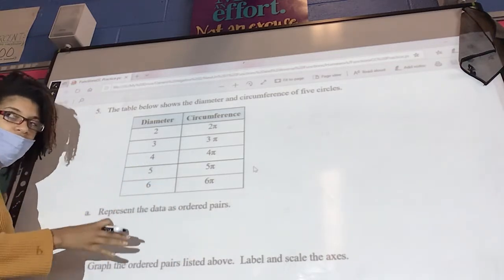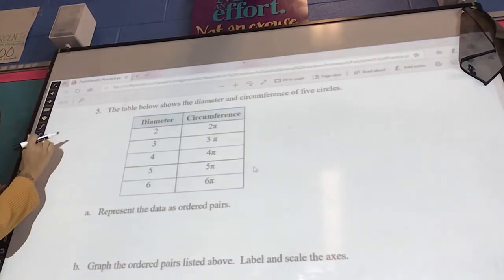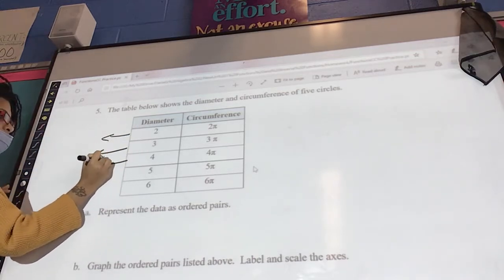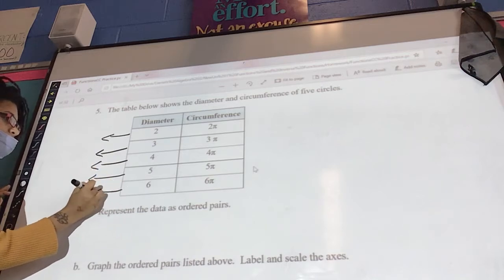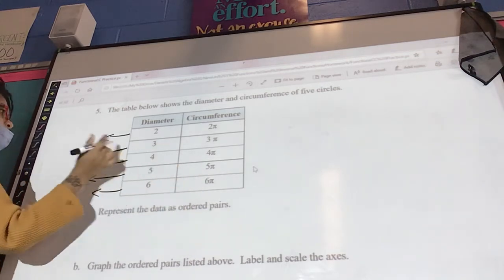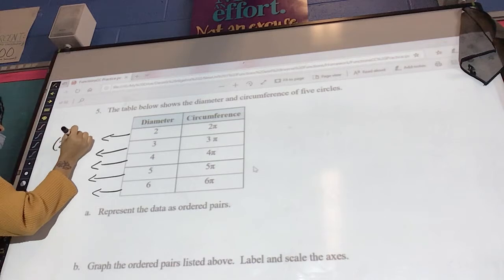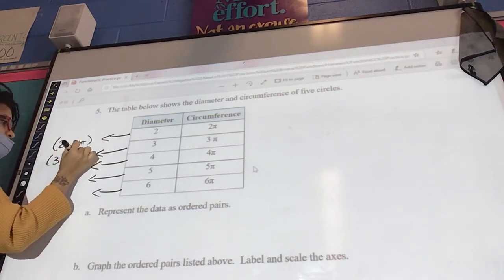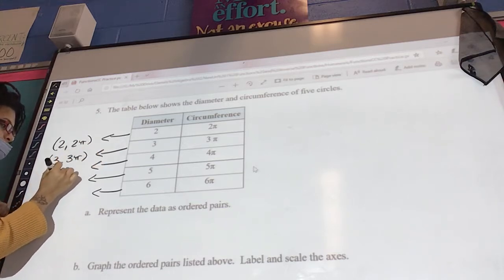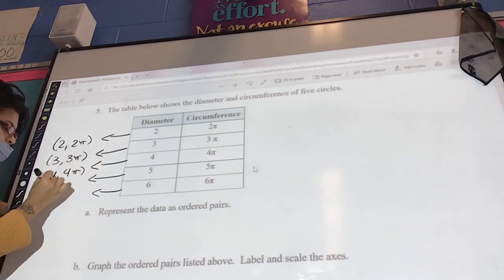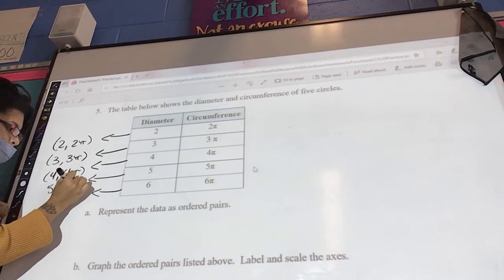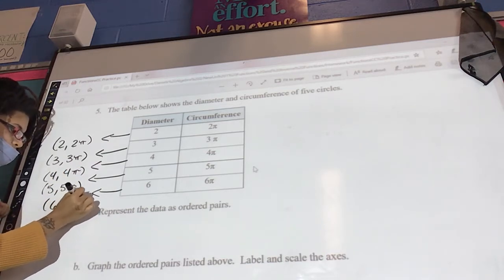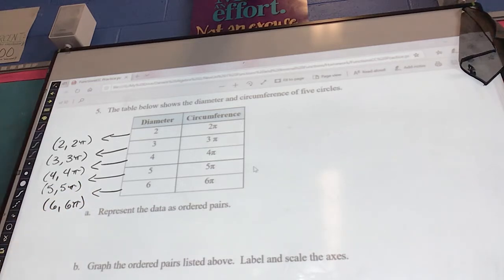Just because I wanna move the screen and keep them up, I'm gonna write it over here, okay? So my ordered pairs would simply be, this is my X and this is my Y value. So it'd be 2, 2 pi. 3, 3 pi. Hopefully we understand how this works. Anybody not understand those ordered pairs?